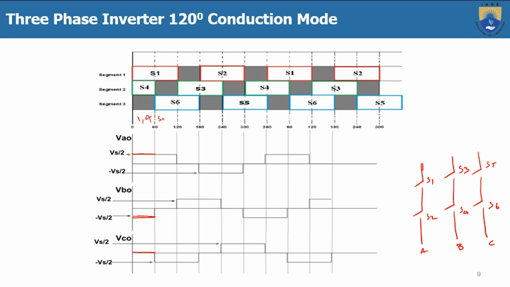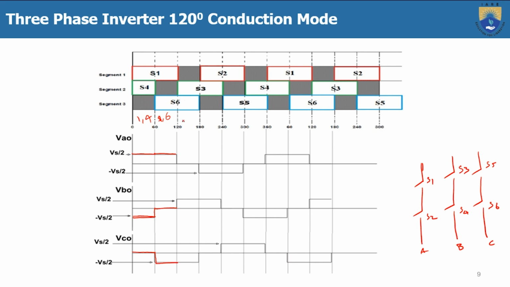Then next, 1 and 6 are conducting. 1 is again the positive group which is connected to phase A, which means VAO is equal to plus Vs by 2. And VBO is 0, because 6 is associated with phase C, but no switch associated with phase B is conducting. Then 6 is connected to phase C in the negative group, so VCO is minus Vs by 2.